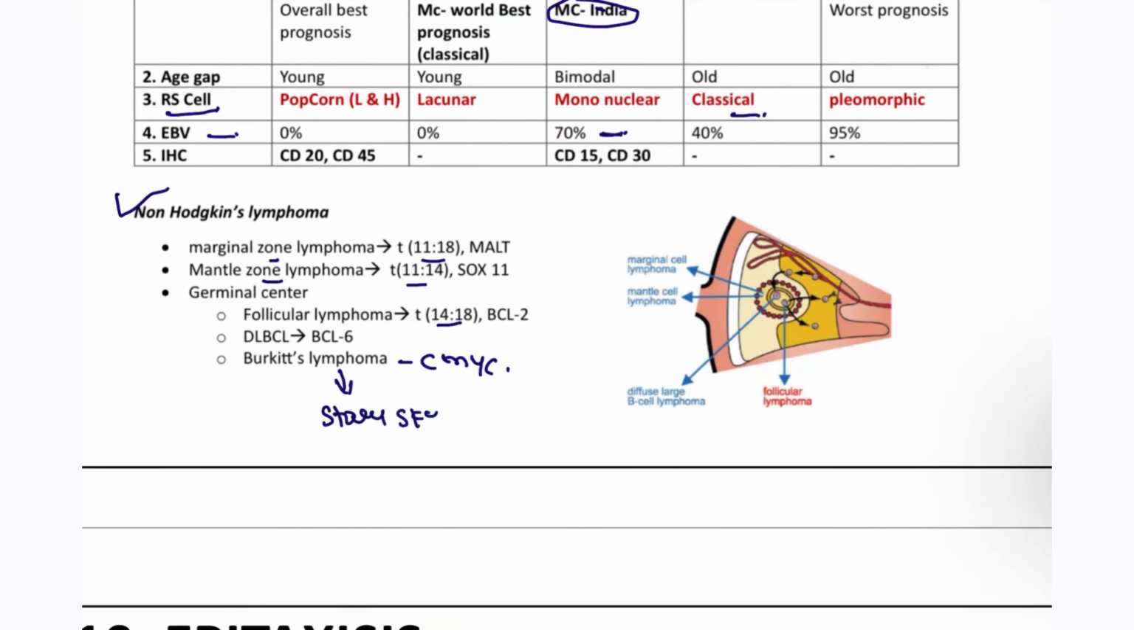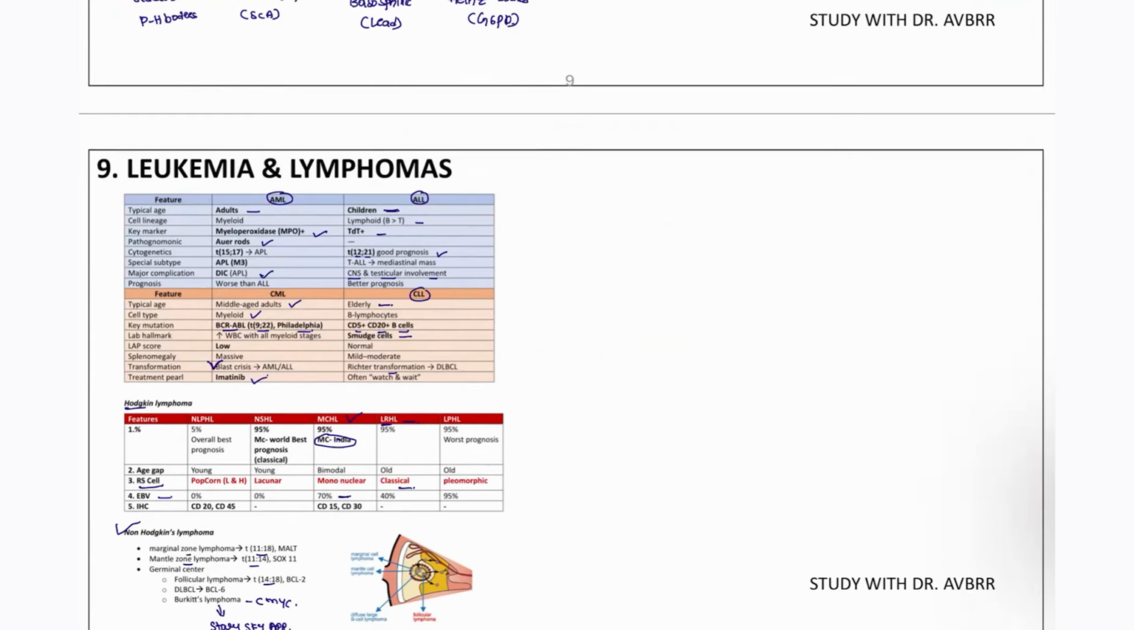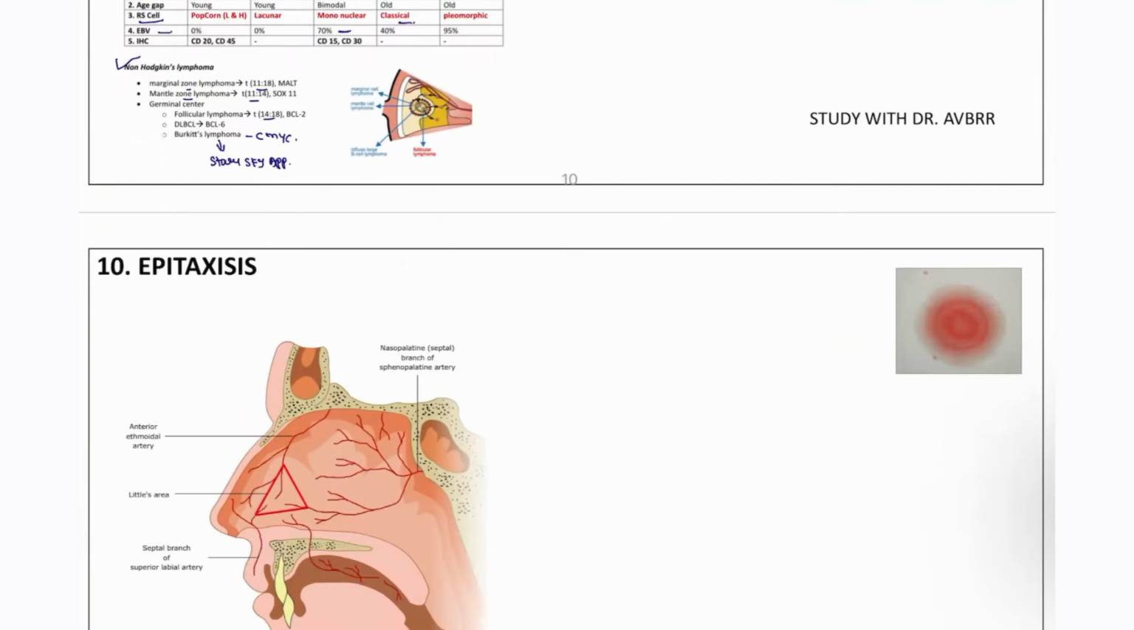Okay, starry sky appearances will also be seen in this patient. This is known as the Hodgkin lymphoma and non-Hodgkin lymphoma classifications. Next topic we are going to discuss is epistaxis.